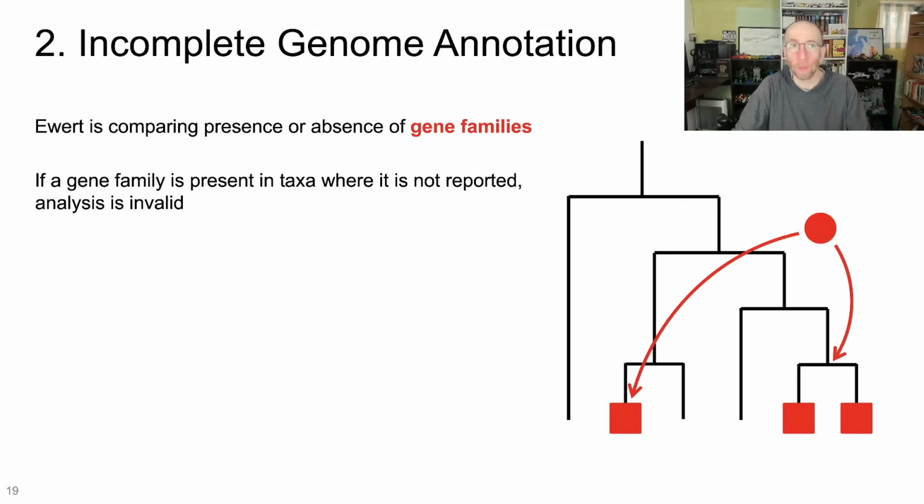The second one, which is a bigger problem, is incomplete genome annotation. Because remember, Winston Ewert is comparing the presence or absence of gene families in the species he's looking at. If a gene family is present in taxa where it is not actually reported, like we have the sequence, but we haven't annotated it, so we haven't said this gene is here, that gene is there for the entire genome, then the analysis is invalid because the pattern that he is evaluating doesn't reflect the biological reality.